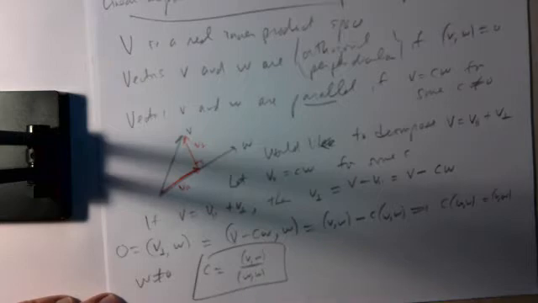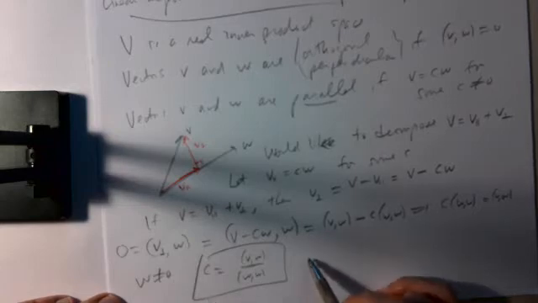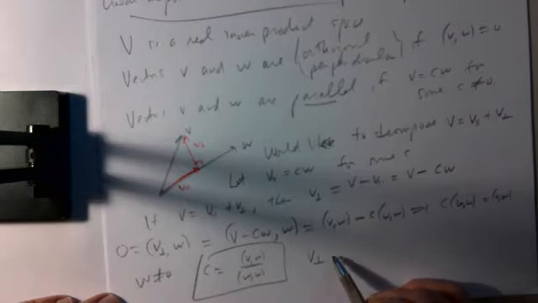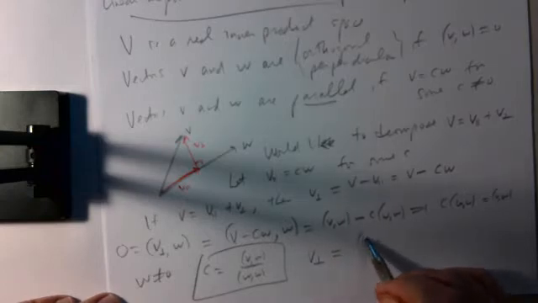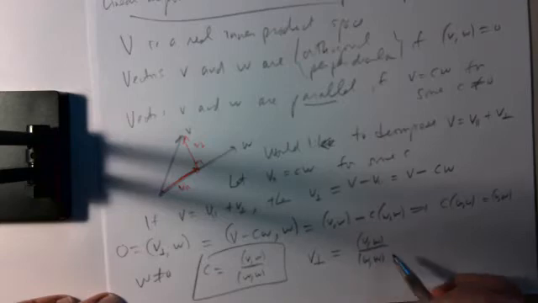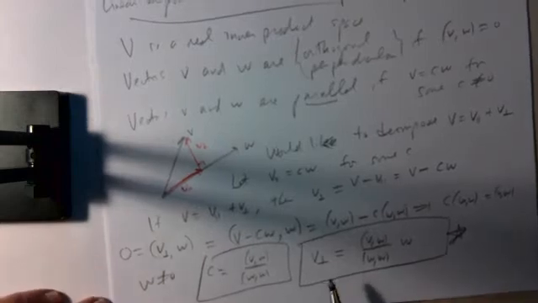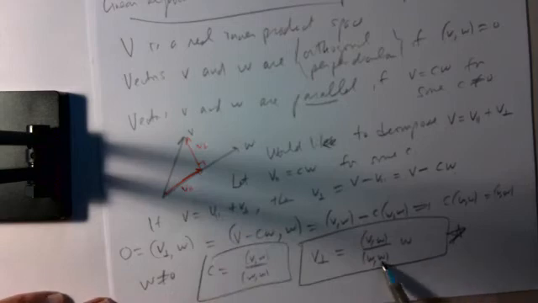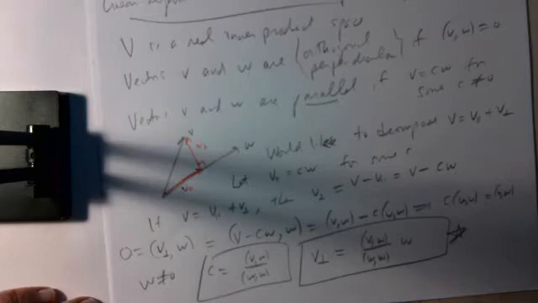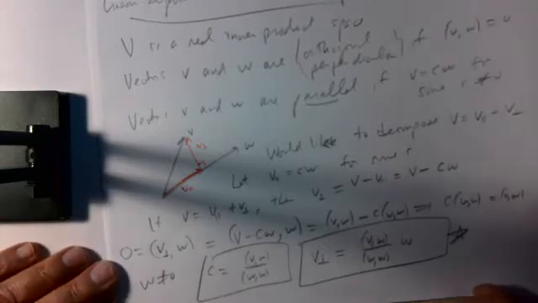So V perp is V minus the inner product of V with W over the inner product of W with itself times W. So this is the formula for the component of a vector V perpendicular to the vector W, or orthogonal to the vector W. And this very simple calculation is the basis of the Gram-Schmidt orthogonalization algorithm.